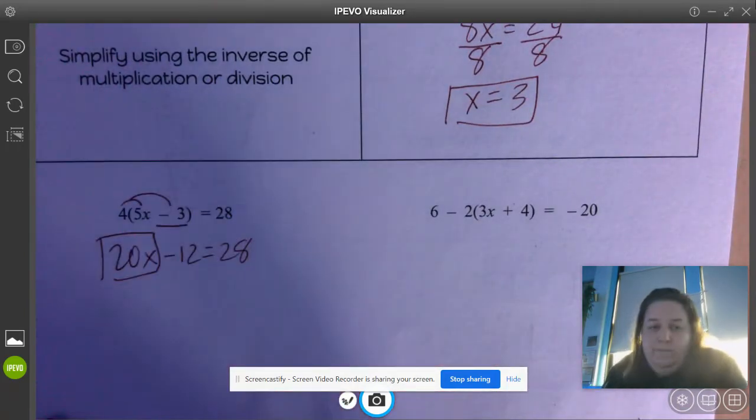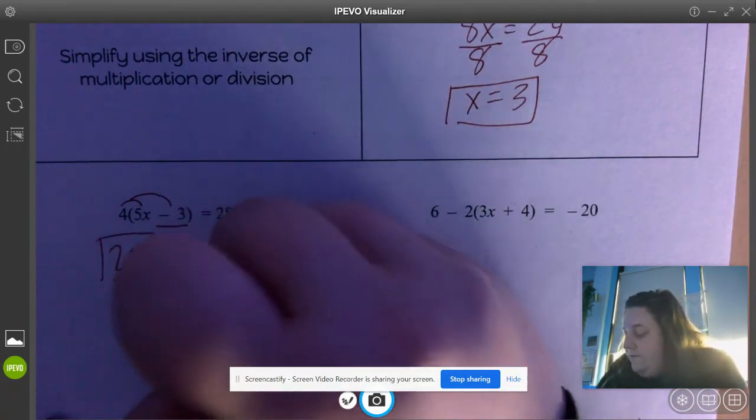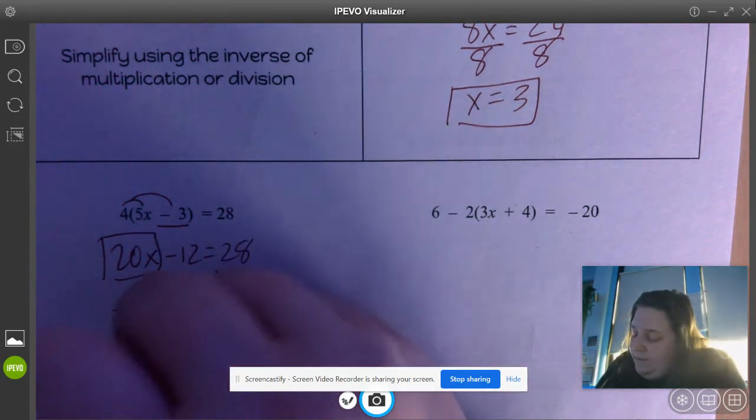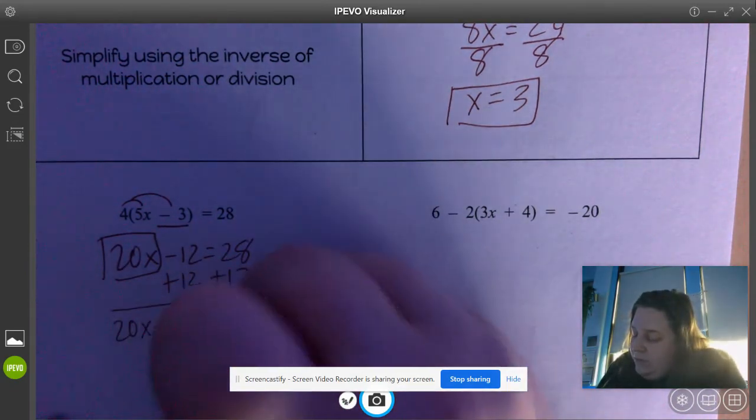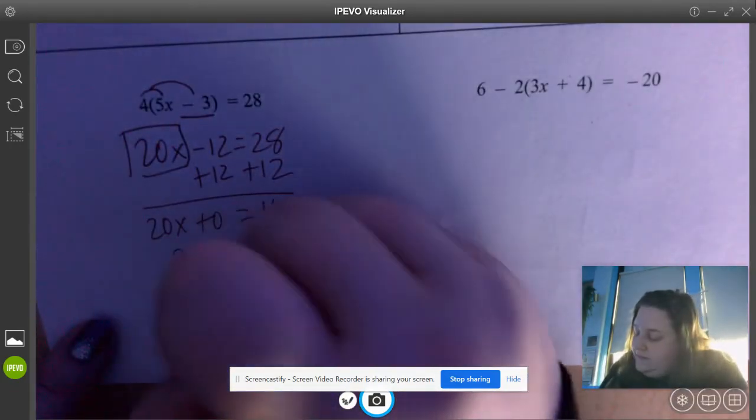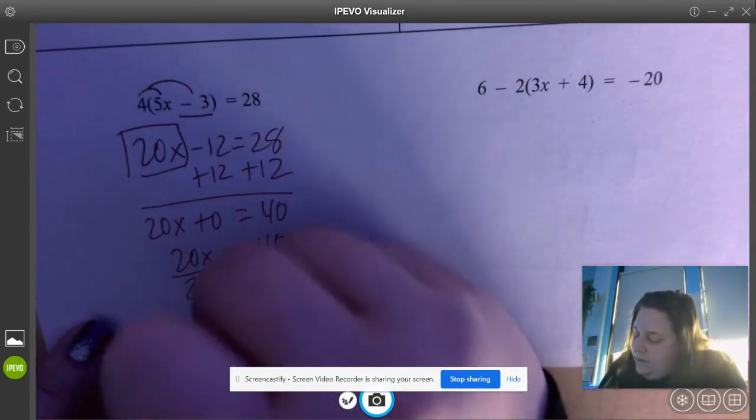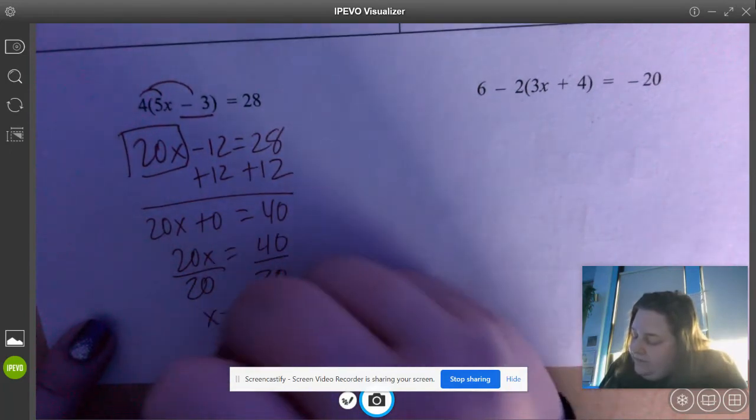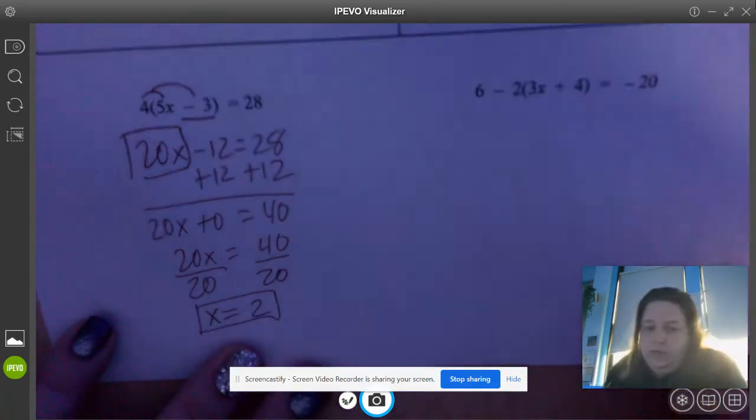I need to get this term by itself, so I'm going to get rid of the 12 first. So I'm left with 20x plus 0 equals 40, which is just 20x equal to 40. Divide by 20 on both sides to find that x is equal to 2. Okay.